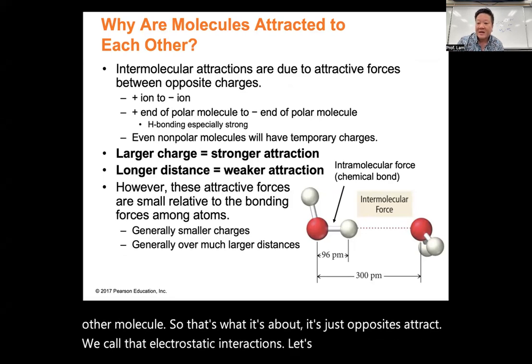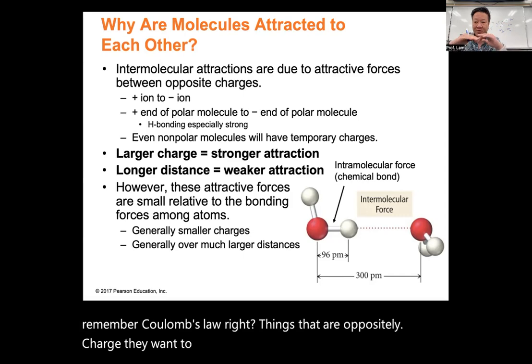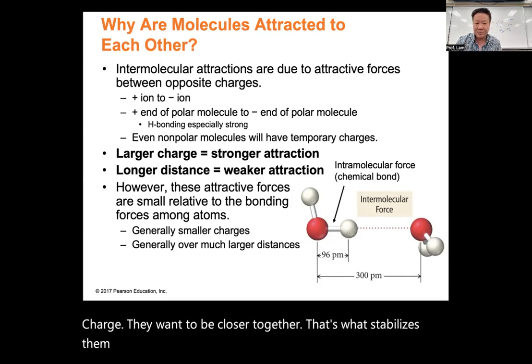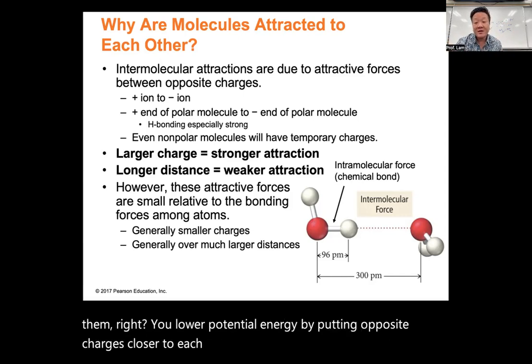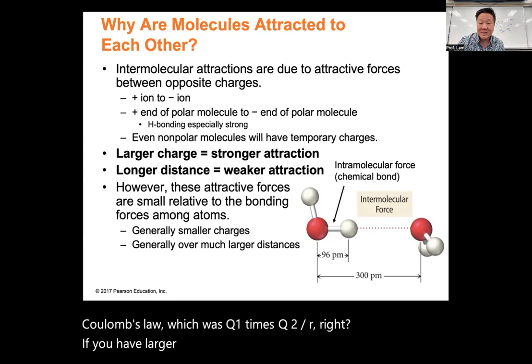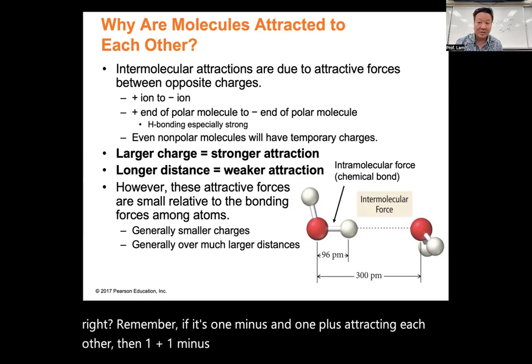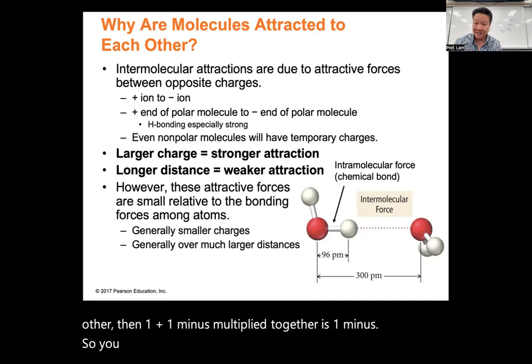That's it, right? And remember Coulomb's law, right? Things that are oppositely charged, they want to be closer together. That's what stabilizes them, right? You lower potential energy by putting opposite charges closer to each other, okay? And then if you remember Coulomb's law, which was Q1 times Q2 divided by R, right? If you have larger charges, the stabilization is even greater, right? Remember, if it's 1 minus and 1 plus attracting each other, then 1 plus times 1 minus is 1 minus. So you have a 1 minus stabilization.